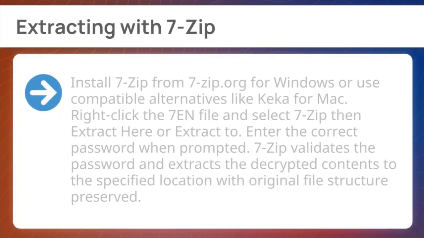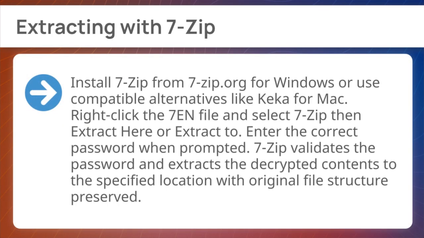First, extracting with 7-zip. Install 7-zip from 7zip.org for Windows, or use compatible alternatives like Keka for Mac. Right-click the 7EN file and select 7-zip, then Extract Here or Extract to. Enter the correct password when prompted. 7-zip validates the password and extracts the decrypted contents to the specified location with original file structure preserved.